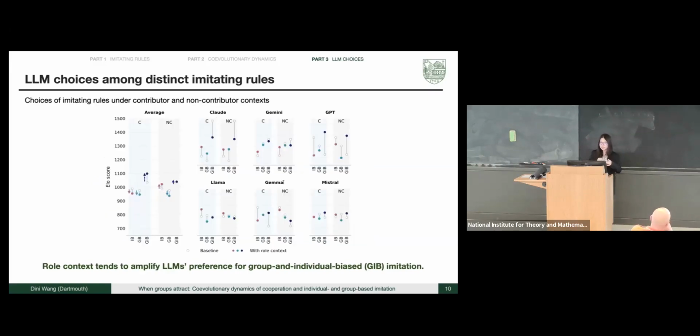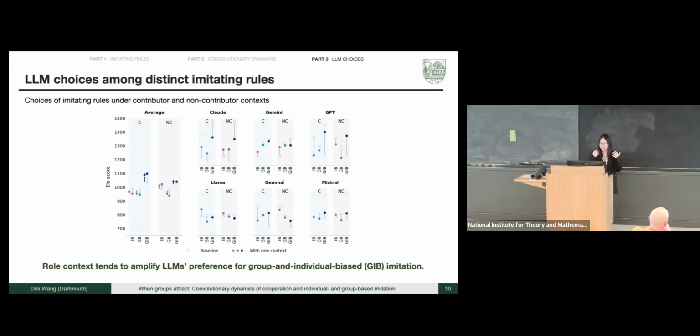Next, we add the social role context by describing the decision maker as either a contributor or a non-contributor in the public goods game. Here, the open circle represents the baseline and the colored dots show the results with a specific social role context. And we focus on the Elo rating model shifts.